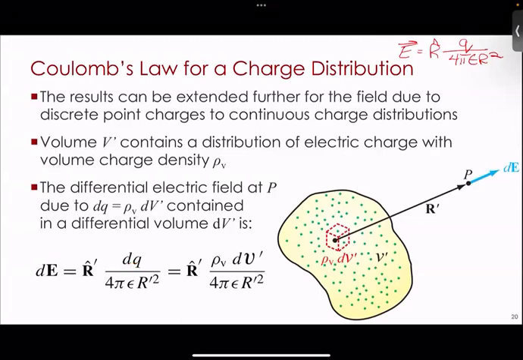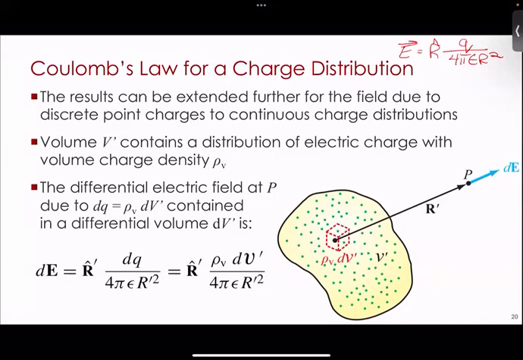So we want to break up our volume into a whole bunch of tiny little pieces of volume that make up the overall volume. We want to figure out the contribution to the electric field from each of those little tiny volumes. We add them all up, basically. That gives us our total electric field.